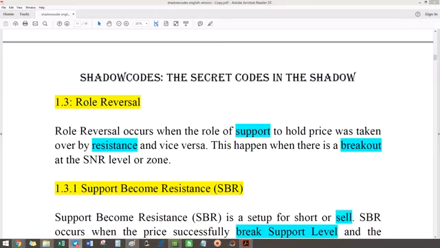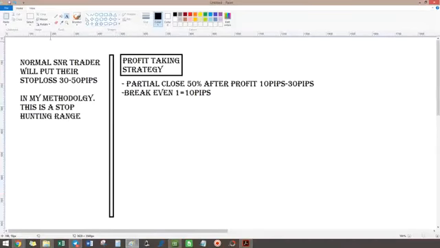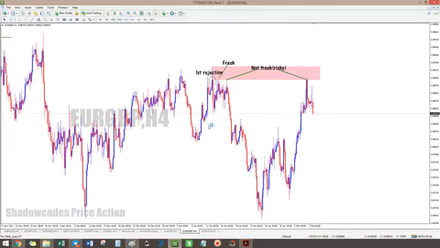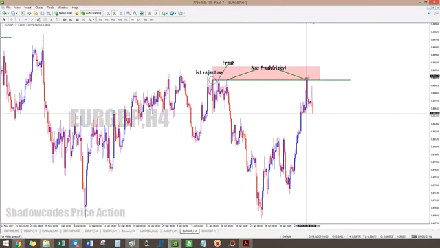Is there any other question, Michael? Regarding the question you asked yesterday, do you understand the first rejection? The first rejection is over here. We only trade on the first one. The second and the third are quite dangerous, but you can still take the trade.